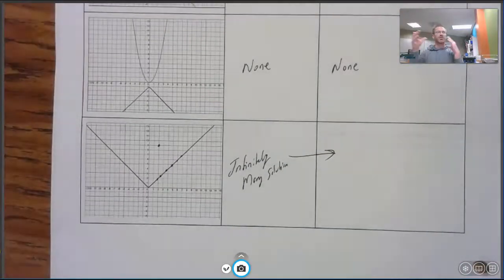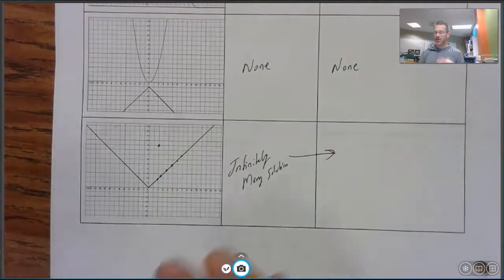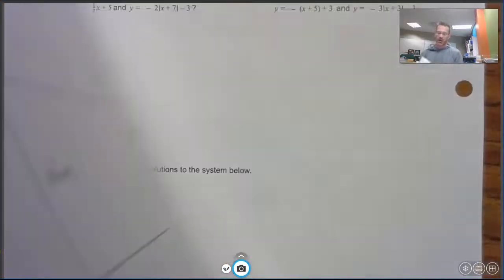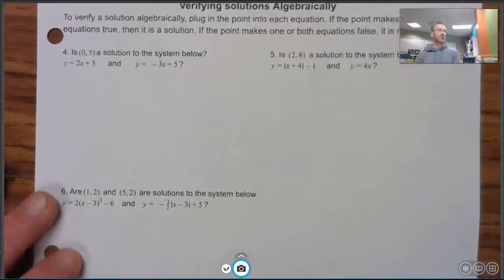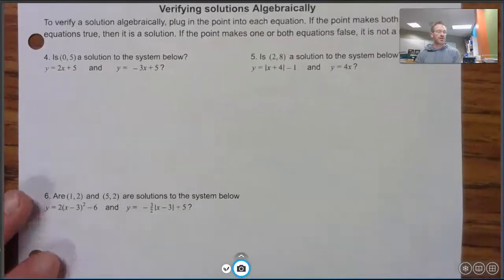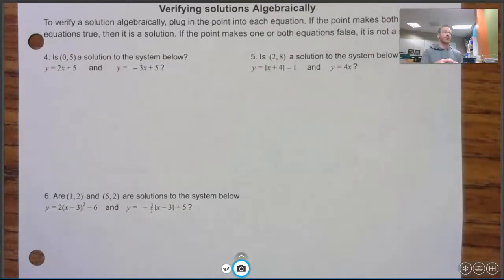All right, so that's kind of the visual part of our solutions to systems. Now, let's talk about more of the algebraic part, which is verifying our solutions, all right? So when we verify a solution, this really gets back into what we did in the opener, all right?